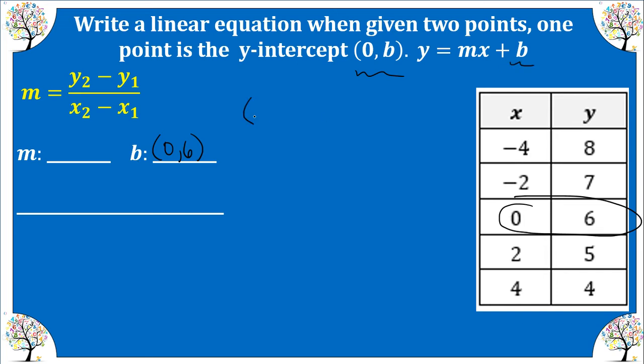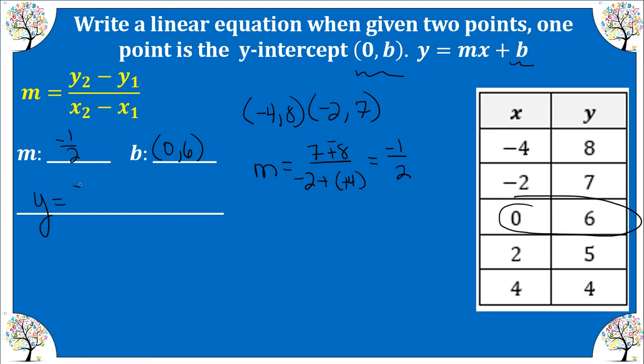And now we're going to just pick any 2 points to find slope. Remember, slope is y2 minus y1 over x2 minus x1. So this gives us -1, keep, change, change. So our slope is -1 over 2. The equation is y equals -1/2 times x plus 6.